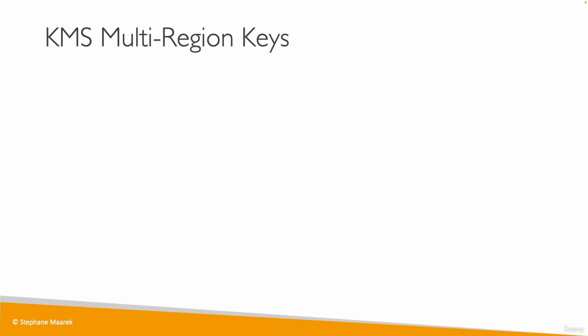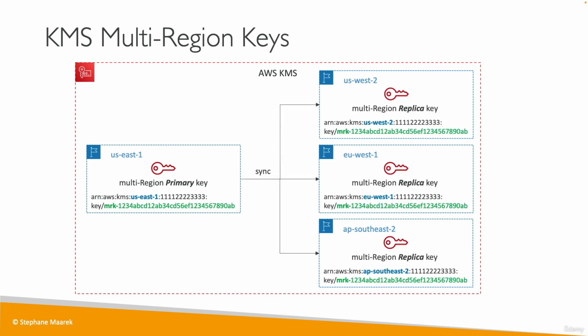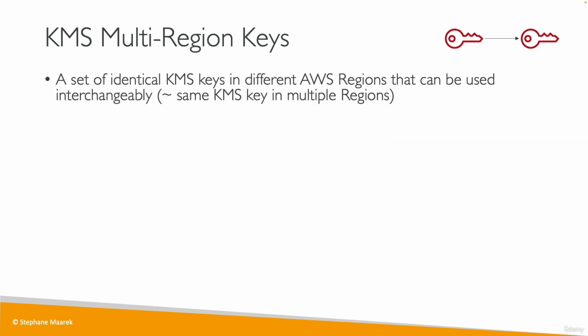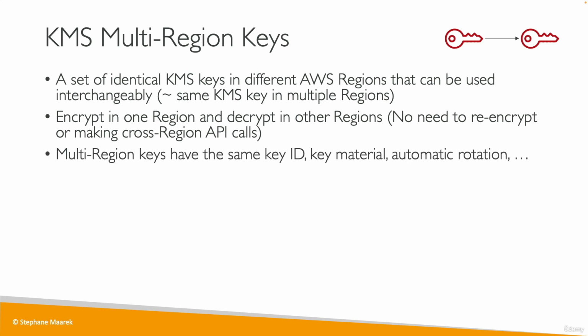Okay. Lastly, you need to know about KMS multi-region keys. It's possible for you to create a key, for example, in US East 1 and have it replicated across multiple regions. They will have the same key material and the same key ID, but they will be in different regions. The use cases are amazing because you have the same key in multiple regions, and that means you can encrypt in one region and decrypt in the other regions using the same KMS key ID. So you don't need to re-encrypt data or make cross-region API calls. They will have the same key ID, the same key material, the same automatic rotation, and so on.